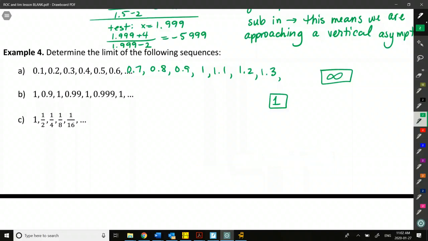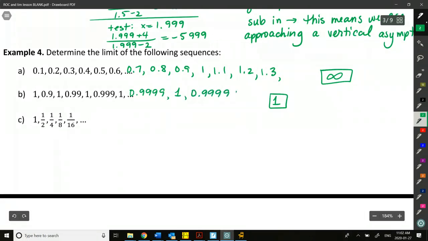So it doesn't matter if I ever reach 1 definitively. It's just saying what is it going toward. That's it. So 0.9999, and then 1, and so on, right? We're just going to keep getting closer and closer to 1.